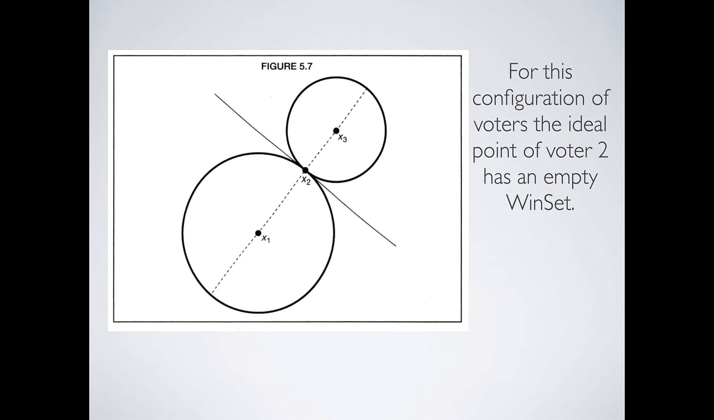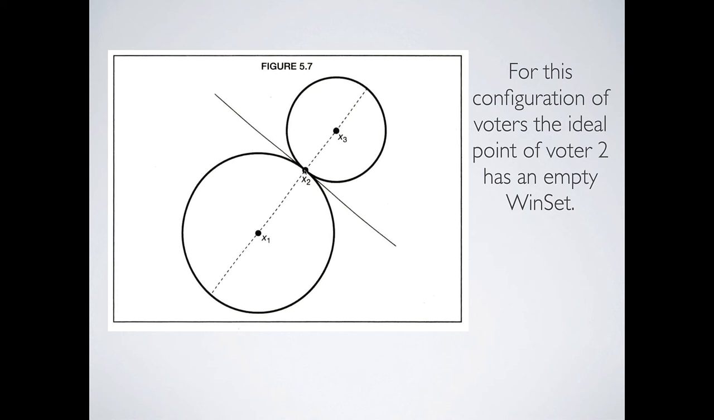Here's one example. For this configuration of voters, the ideal point of voter 2 has an empty WinSet. If the status quo policy is at voter 2's ideal point, there is no overlap between any two people's preferred-to sets. Therefore, nothing can defeat the ideal point of X2. Now, it's not a median because a median is not a well mathematically defined thing in a two-dimensional space. But his or her ideal point, X2, cannot be defeated in pairwise majority rule.